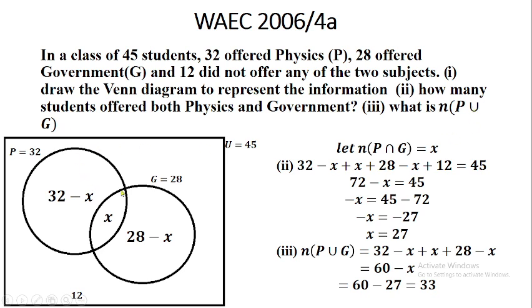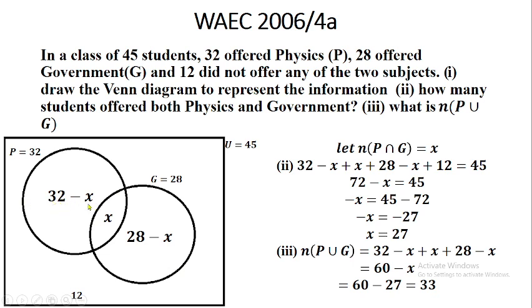P union G. By now you should know what that represents. This represents this plus this plus this. People that are here, 32 minus 27. People that are here, 27. People that are here, 28 minus 27. So that should give us what you are looking for. So if you want to do that, you can do that.